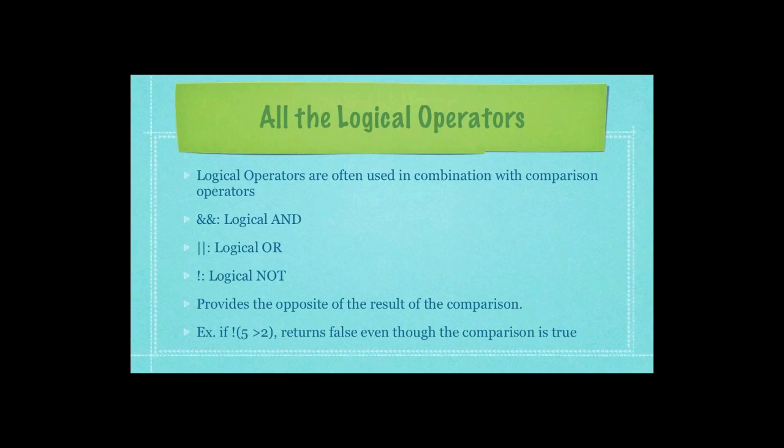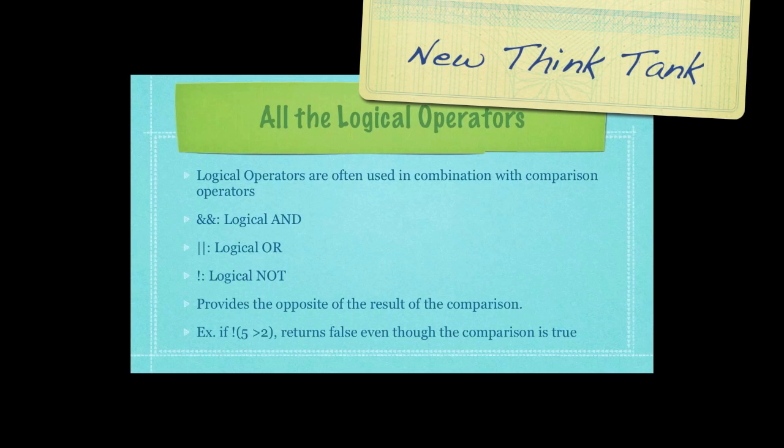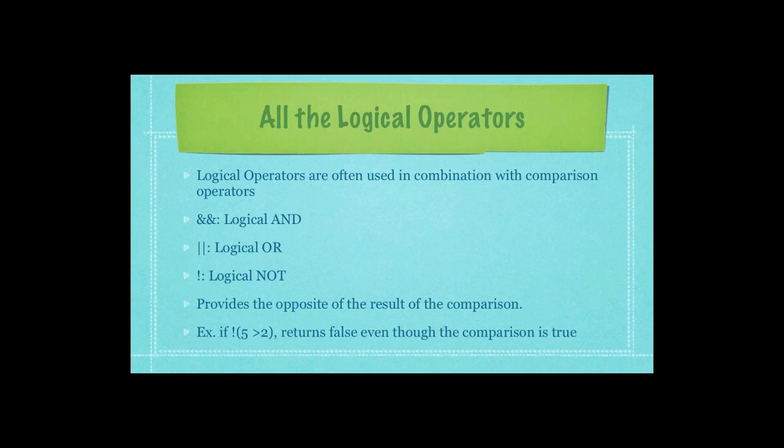Logical operators, if you watched the last video, are often used in combination with comparison operators that are a little bit more complicated. When it comes to the logical operators, you have the AND logical operator, the OR logical operator, and the logical NOT. The logical NOT provides the opposite of the result of the comparison. So in this example, we are testing to see if 5 is greater than 2. Obviously, that answer is true. But by putting the logical NOT operator, which is the exclamation point you can see here, it actually returns the opposite value, being false instead of true.